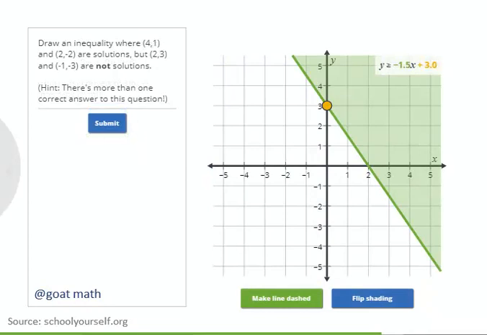Excellent! Okay, here's your final challenge. Try drawing an inequality where the points 4, 1 and 2, -2 are solutions, but 2, 3 and -1, -3 are not solutions. There's more than one correct graph you can draw, and it might be a good idea to mark off these coordinates using the pencil down here.